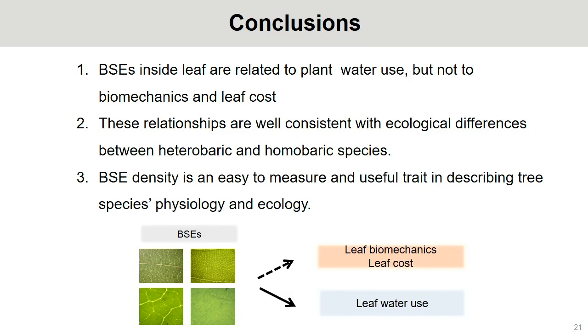In conclusion, first, the bundle sheath extension inside the lamina is related to plant water use and may not be related to biomechanics and leaf cost. Second, these relationships are very consistent with ecological differences between heterobaric and homobaric leaves. Third, bundle sheath extension density is an easy to measure but useful trait to describe plant and leaf species physiology and ecology.